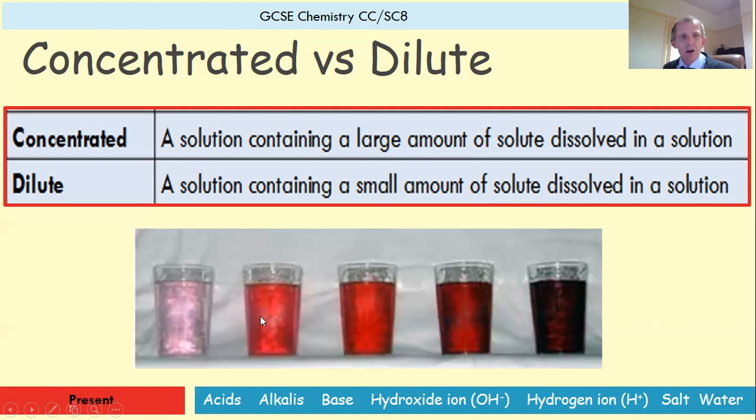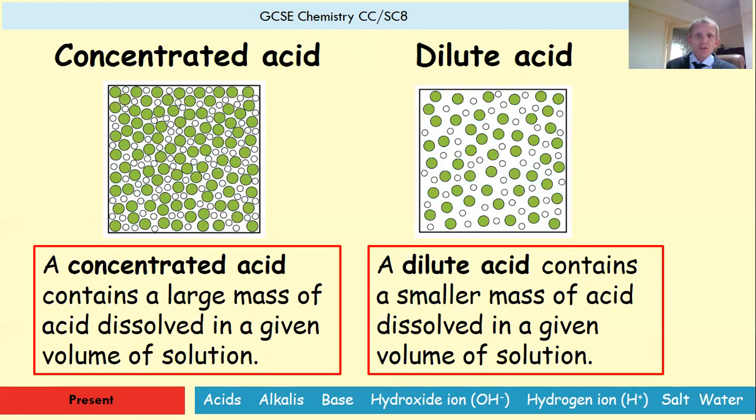Well done for having that go, guys. Make sure you've corrected your answers, and as I say, you've avoided using the words weak or strong. Certainly when we're dealing with acids and alkalis, those terms have very, very different meanings. Okay, so a concentrated acid. A concentrated acid contains a large mass of acid dissolved in a given volume of solution. A dilute acid, however, contains a smaller mass of acid dissolved into a given volume of solution.